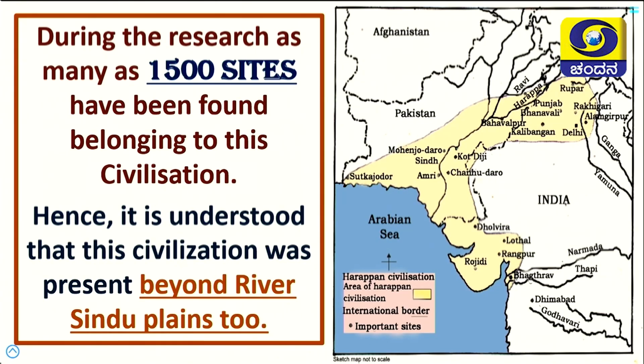How many sites have we excavated so far? It is more than 1500 sites. This civilization was there beyond the Sindhu plains also. All this comes under the Sindhu plain. But today's new excavation says that our Indus Valley civilization was there beyond this limit.